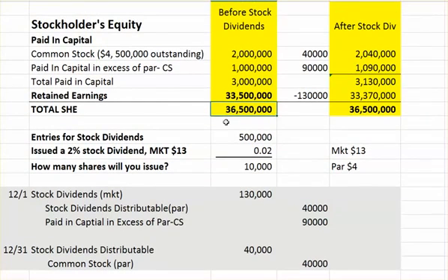You'll see that we had $36,500,000 worth of stockholders' equity, and after the stock dividend we still have $36,500,000, but the paid-in capital is more and retained earnings is less. So it's a shift in equity when you offer a stock dividend.